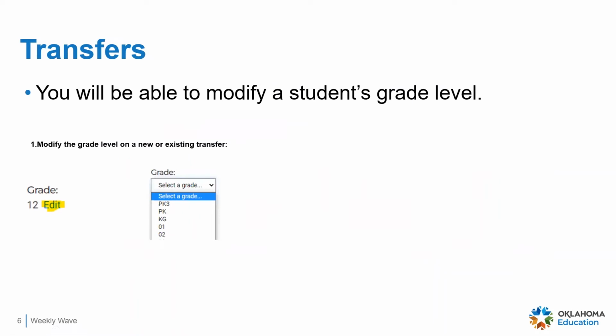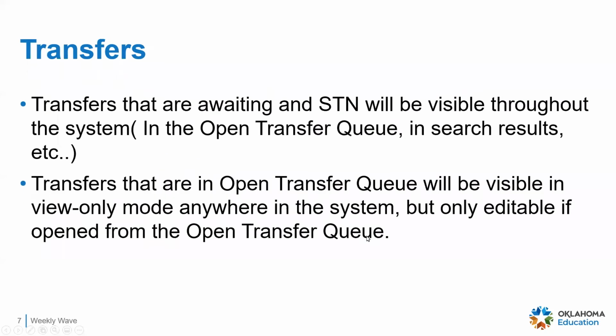Next, what's new is you will be able to modify a student's grade level on items that come in through your transfer queue that are incorrect. So how it's going to look is it'll show the grade in an edit field. You click on it and you'll get this drop down. You select the correct grade level for the student. And at that point, it's going to adjust where they are in your queue per grade at the time that the parent entered it into the system. So, I mean, that's exciting, I believe, for some of our districts that are having issues with that.